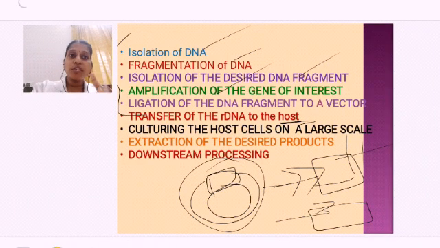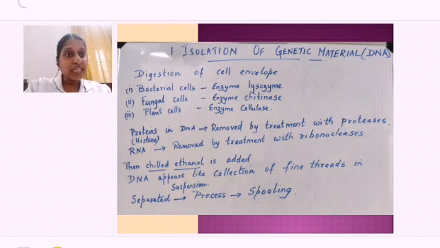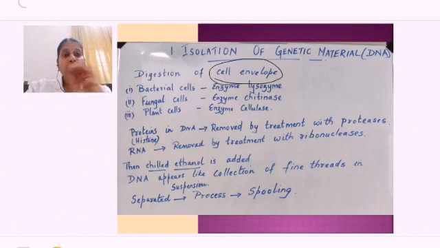Now moving on to the first process. What is the first process? Isolation of the DNA, or isolation of genetic material, that is DNA. For isolating the genetic material, imagine I want to isolate the insulin coding region, or any enzyme coding region. So that is my gene of interest. In order to do that, first I have to digest the cell envelope, that is the cell wall, cell membrane and all has to be digested, it has to be removed.